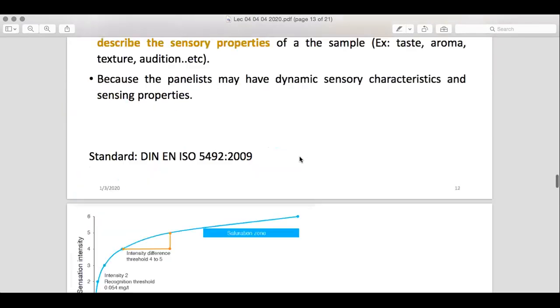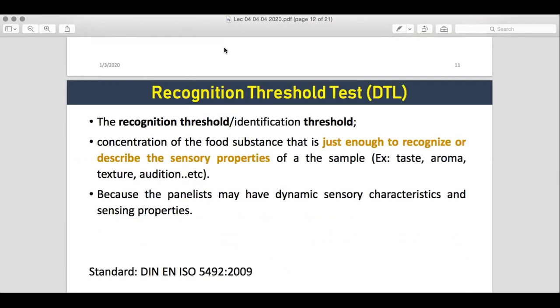Sorry, you asked about this one. Recognition threshold means at what stage, right? It means the sample size or the concentration just enough to recognize and describe sensory properties. That is different. In the first one, we discussed at what stage we can just identify, but we can't describe it. This is sugar, this is the aroma of this type, like you can't describe.